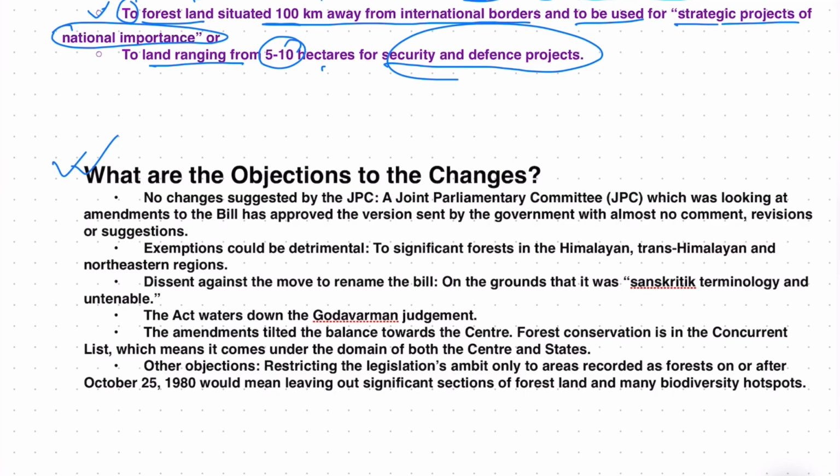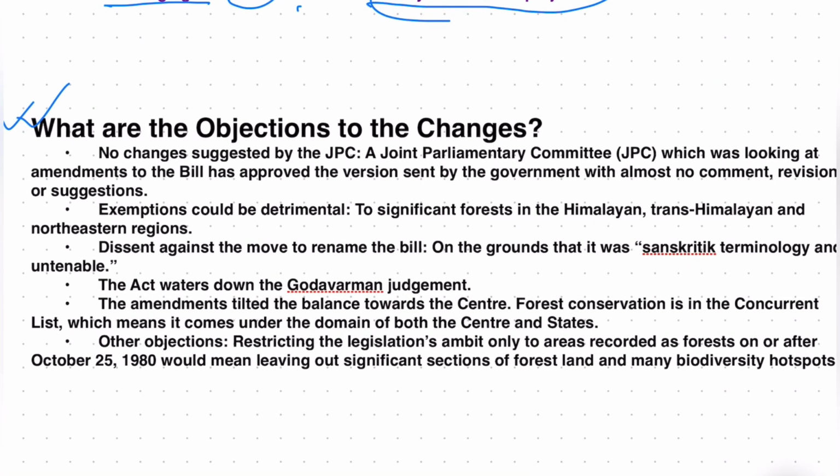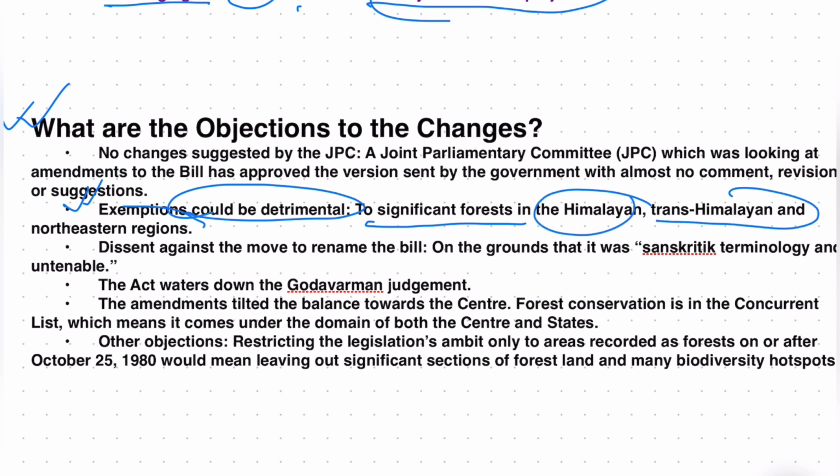The objection is that the exemption provisions could be very detrimental to significant forests in the Himalayan, Trans-Himalayan and northeastern regions.